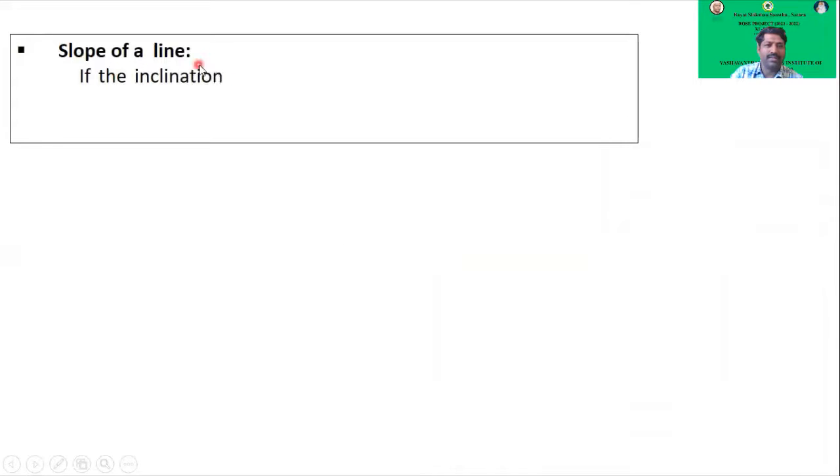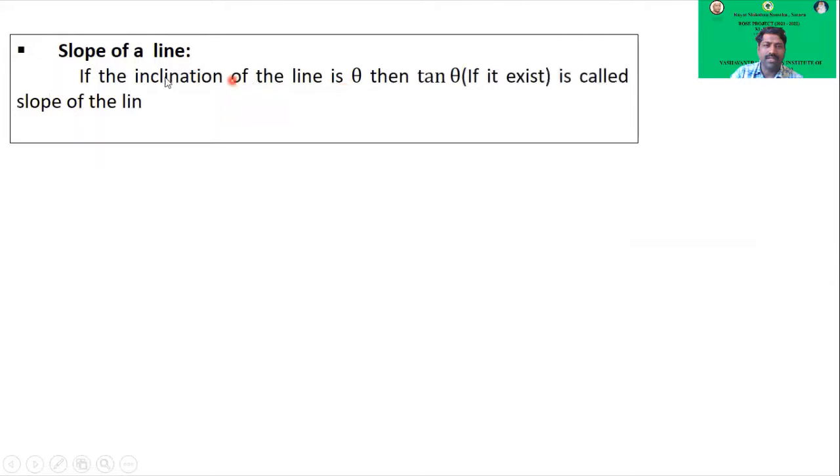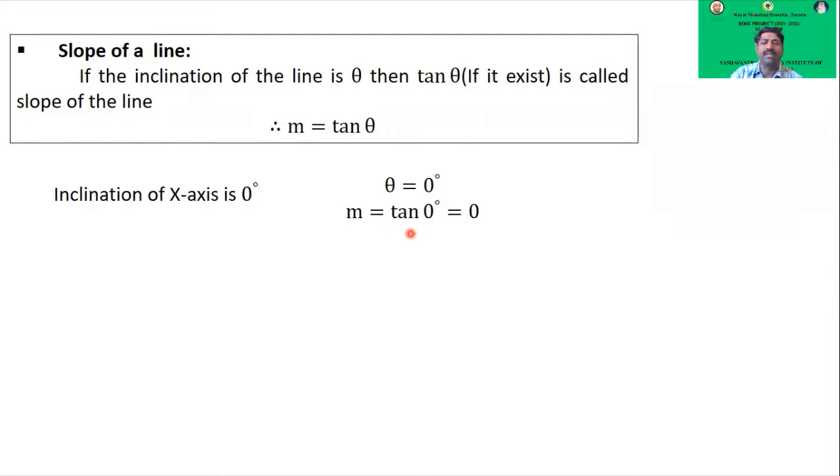Slope of a line. What is the slope of a line? If the inclination of the line is theta, then tan theta, if it exists, is called the slope of the line. Suppose the inclination of a line is theta, then take the tan of theta, and whatever we get is the slope of the line. Inclination of x-axis is 0 because the angle made by the x-axis with itself is 0. So tan 0 is 0. So slope of x-axis is 0.